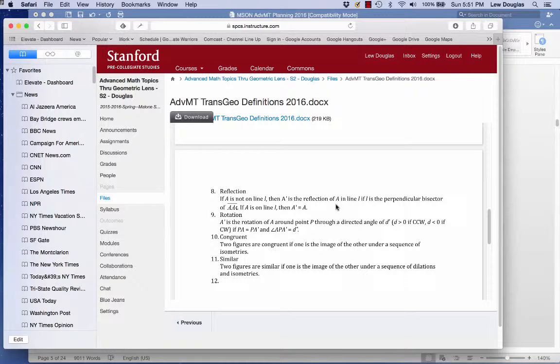Now you can say it in different ways. You don't have to use the phrase perpendicular bisector, but you have to have all those elements in there to make a precise definition. I'm not sure how many of you are used to precise definitions. I'll have to ask you that in class.